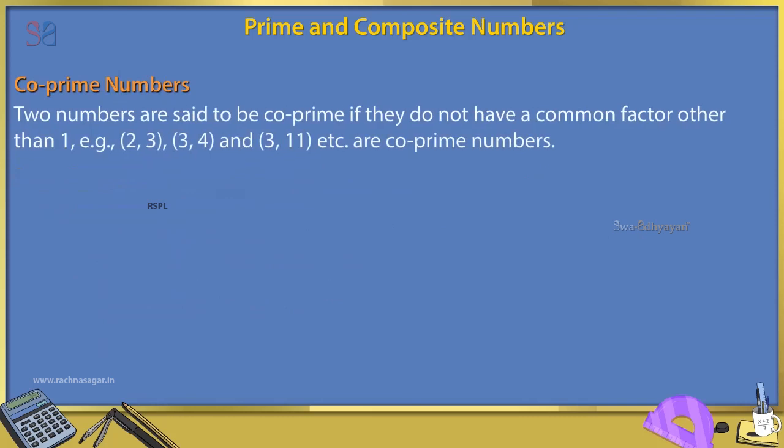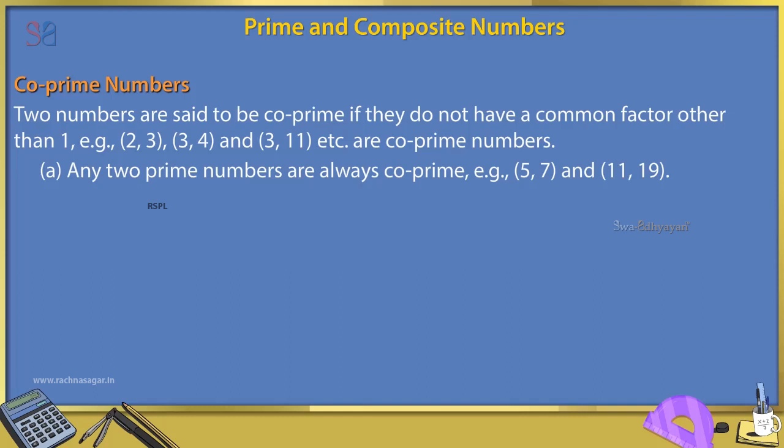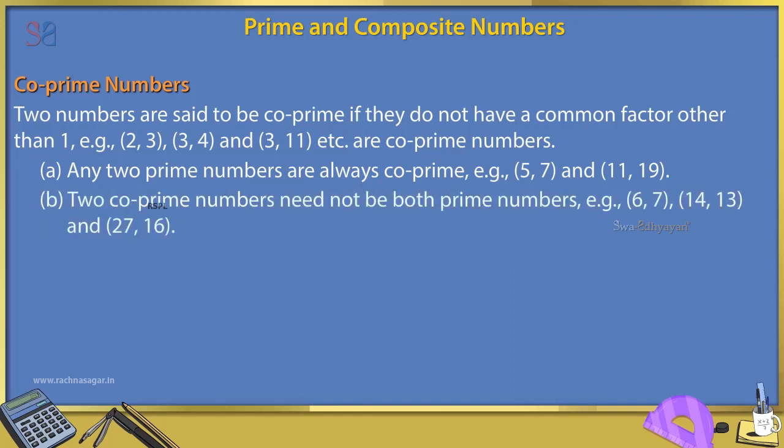Co-prime numbers. Two numbers are said to be co-prime if they do not have a common factor other than 1. Examples: 2, 3; 3, 4; and 3, 11, etc. are co-prime numbers. A. Any two prime numbers are always co-prime. Example, 5, 7 and 11, 19. B. Two co-prime numbers need not both be prime numbers. Example, 6, 7; 14, 13; and 27, 16.